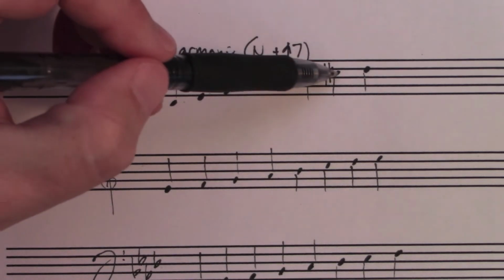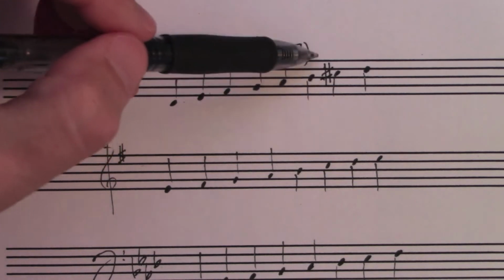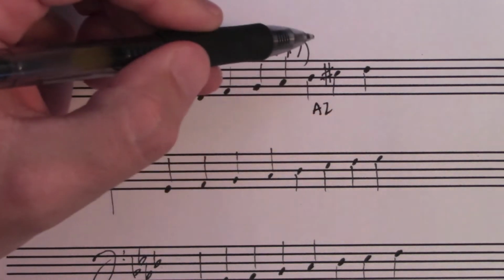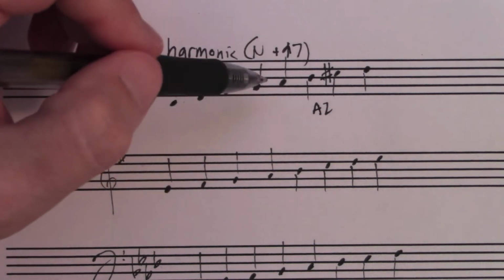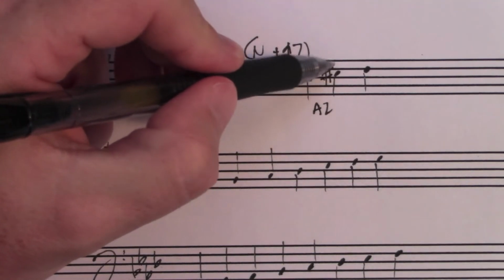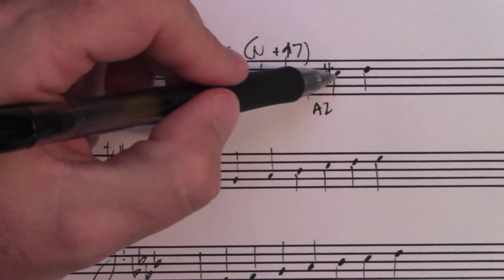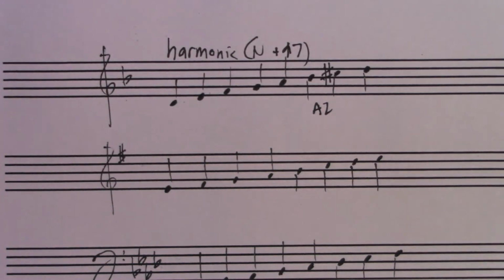This interval from B flat to C sharp is what? Well, it's a second. This would be a major. This is an augmented second. That's what gives the harmonic minor its unique feeling. Also the fact that now we have a leading tone. We have a half step from Ti to Do.